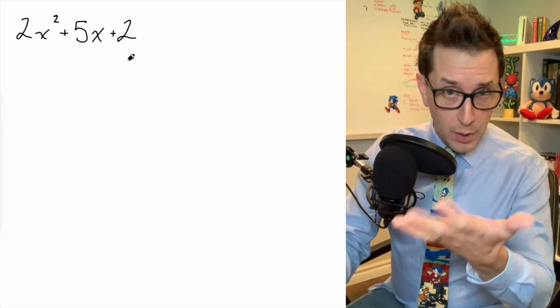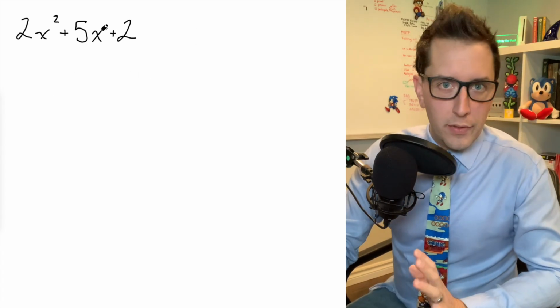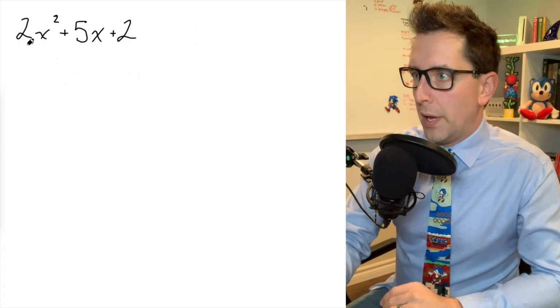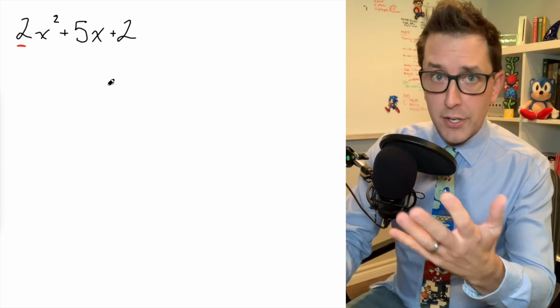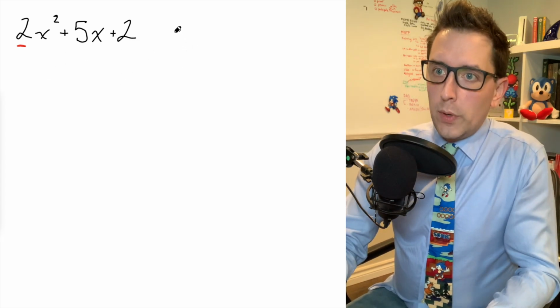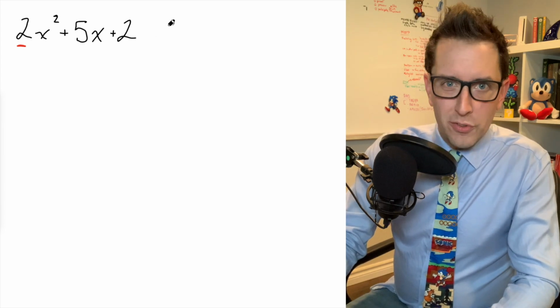And we're going to start with this example right here. Now, the thing you need to know about this strategy is that it really is best suited for when the value of a is not equal to 1, like this trinomial. We've got a 2 sitting there. And the way we apply this strategy is the same as most factoring strategies.